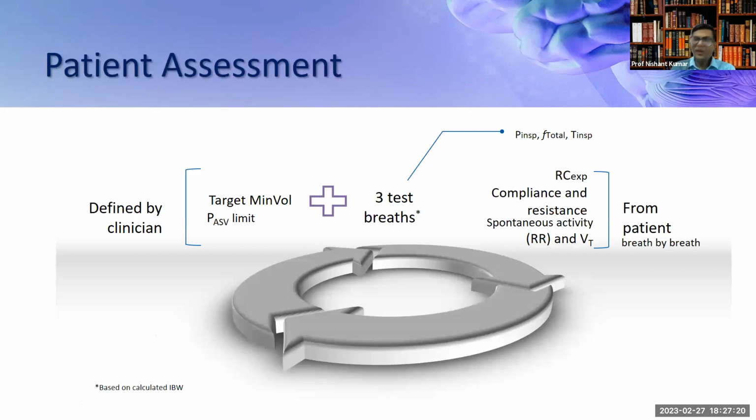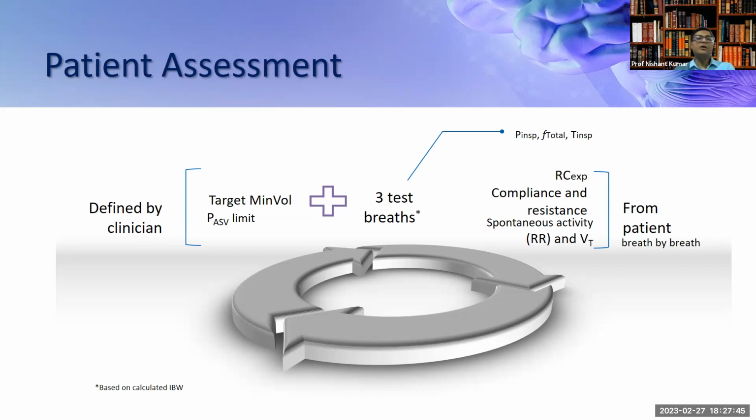Now, how does it do that? Basically, what we do is we describe the target minute volume. That is for CO2 elimination. Okay, this is the minute ventilation that we have to provide, and we set the higher limit of the peak pressure that the ventilator is allowed to give so as to achieve that particular target volume.